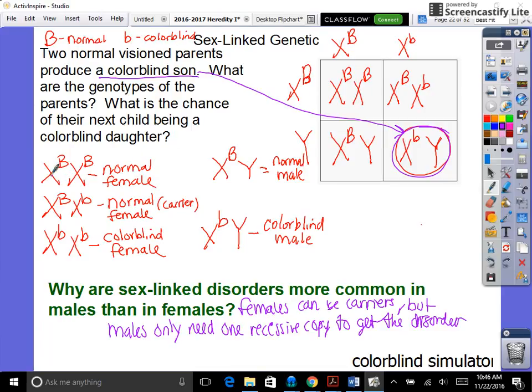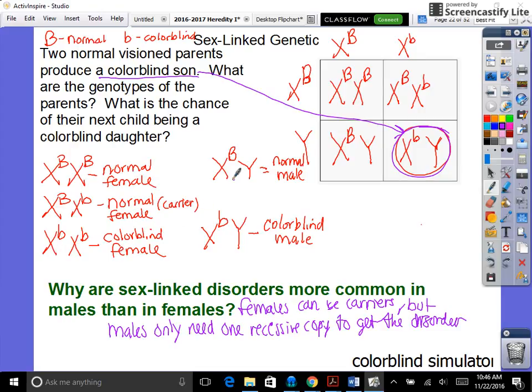Females can have 2 copies of the dominant allele, and they have X's that indicate they're females. So this would be a normal female. They have a dominant allele and a recessive allele. They're going to be normal because the dominant allele is going to overshadow the recessive allele, but they're going to be called carriers because they're carrying the recessive disorder. They may not even know it. In this case, this is a colorblind female, and she has both recessive alleles. You know it's a female because there are 2 X's.